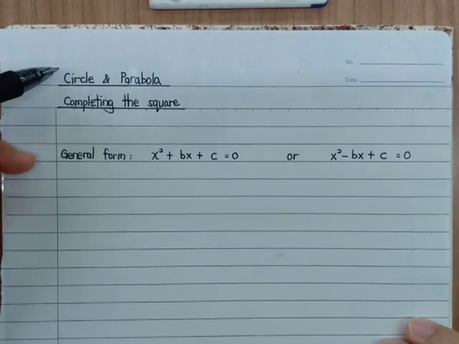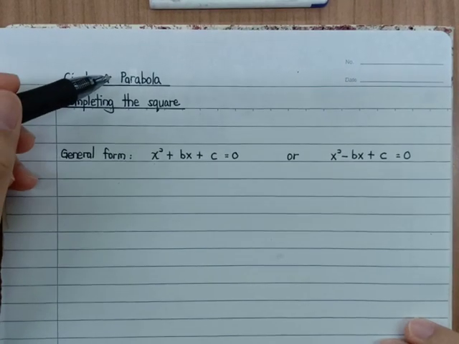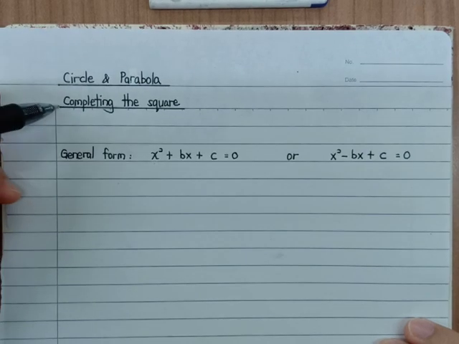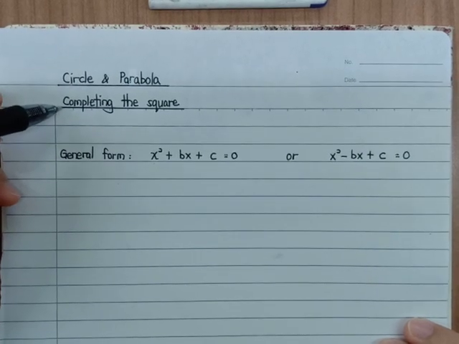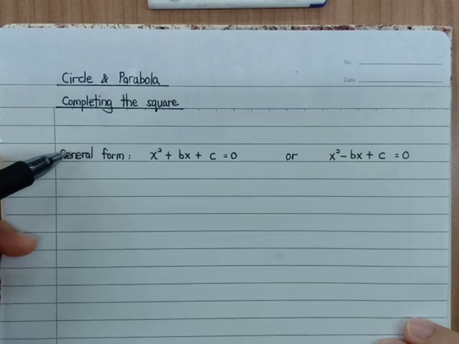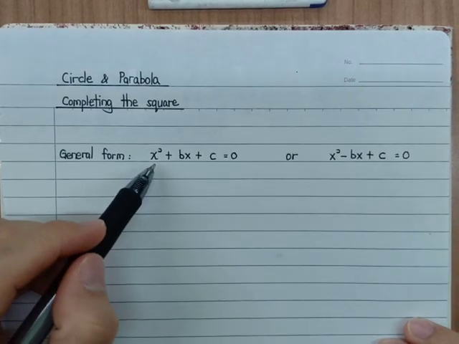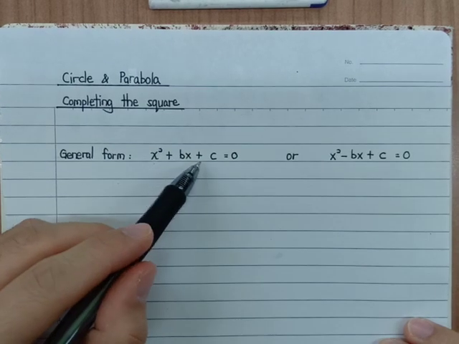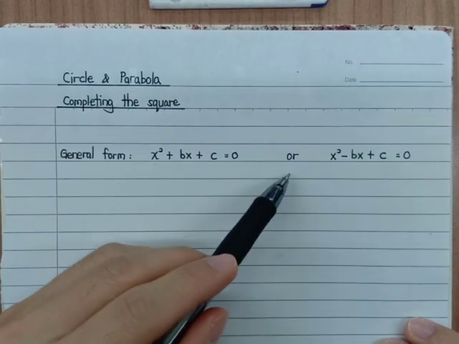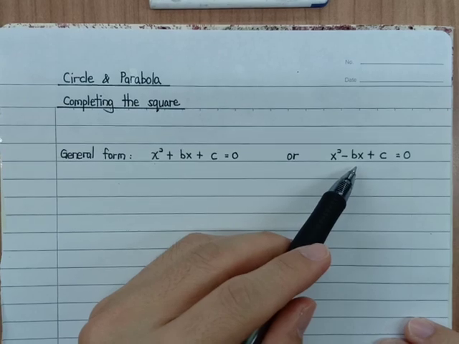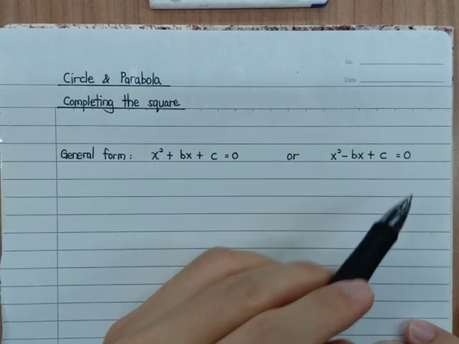So today we're going to learn circle and parabola. But before that, you need to know how to perform completing the square. Let's look at our general form of quadratic equations, which is x squared plus bx plus c is equal to 0, or x squared minus bx plus c is equal to 0.